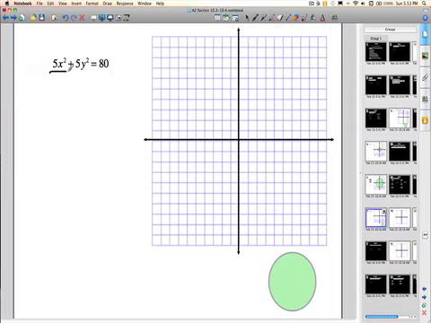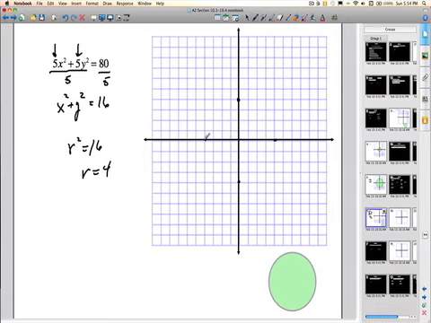Okay, now sometimes we'll have a circle that presents the equation in a slightly different form. The key here is I have to get rid of the coefficients. There are no coefficients in the circle form. And you'll know that if these coefficients are the same number, I can get rid of all the coefficients by dividing by that number. So if I divide everything by 5, I'll get x squared plus y squared equals 16. R squared then is equal to 16, so r will be equal to 4. If I go up 4, down 4, right 4, and left 4, then that graphs my circle.